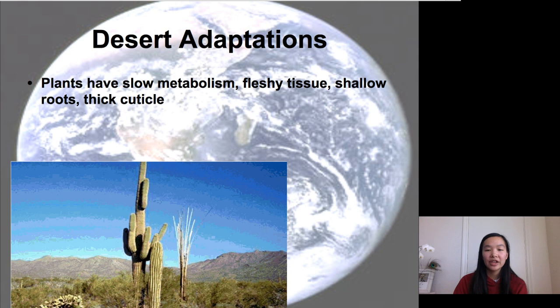Shallow roots, thick cuticle. What we mean by thick cuticle is that basically the plant leaves are not as porous, so that water is not going to evaporate or transpire. Transpiration is the formal word for evaporating from plants. So not as much water is going to be sweating from the plant, because plants don't want to give up any of their precious water resources.